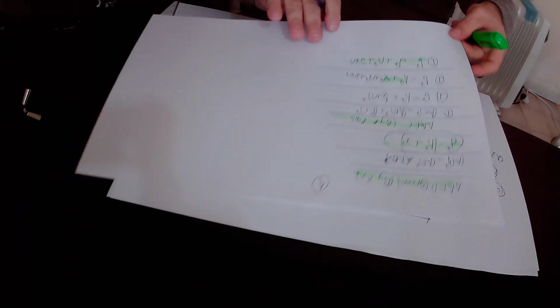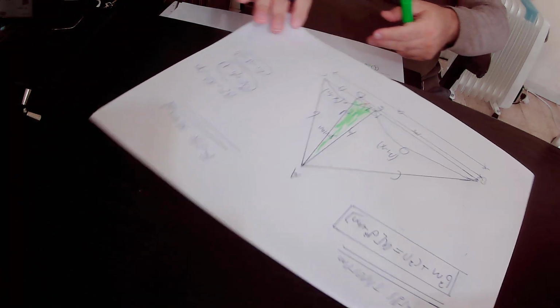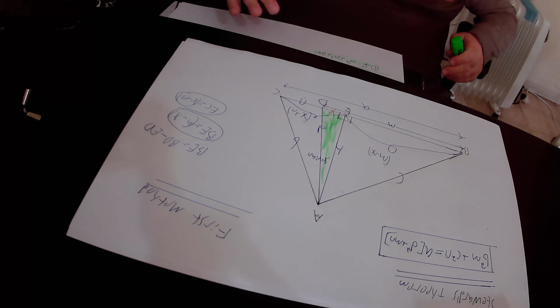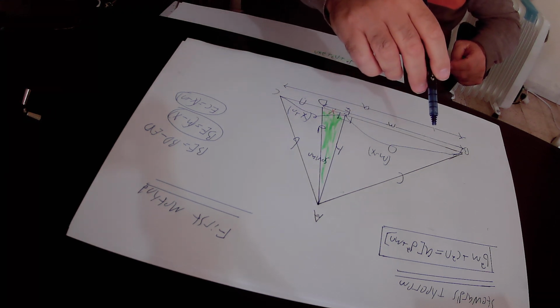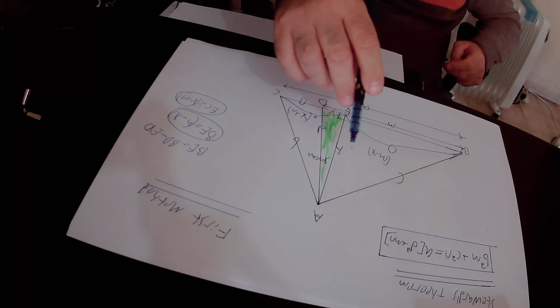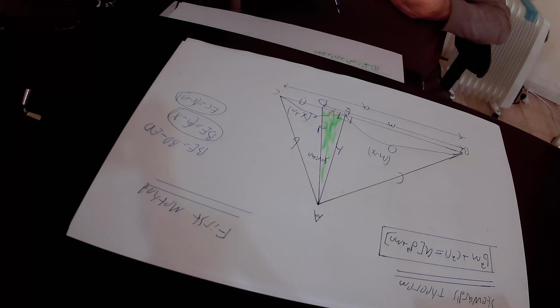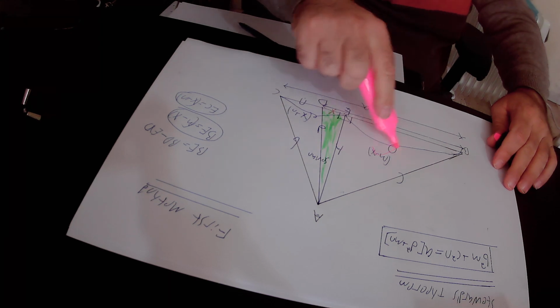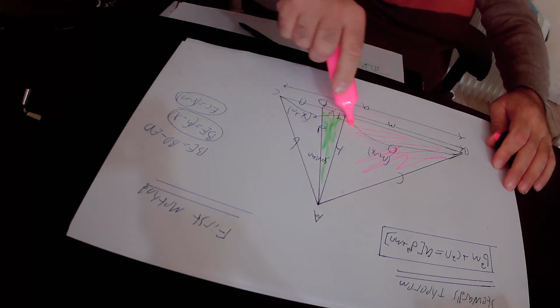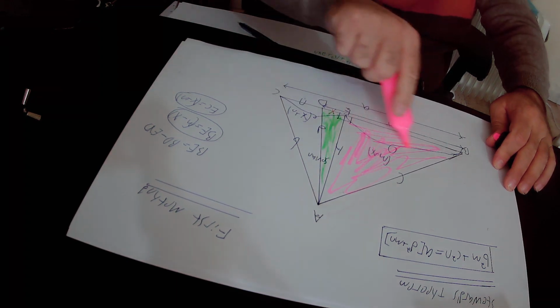In the next step, we will implement the Pythagoras theorem on the right triangle ABE. This right triangle ABE. Repeat again. We'll implement the Pythagoras theorem on this pink right triangle ABE.